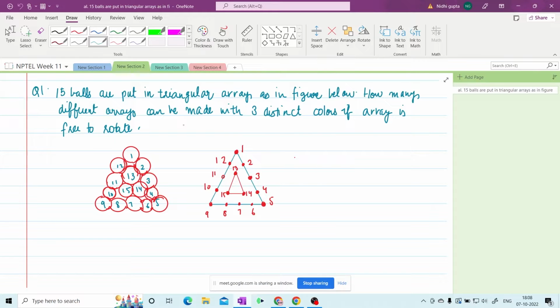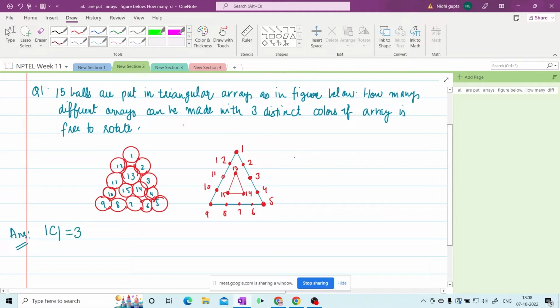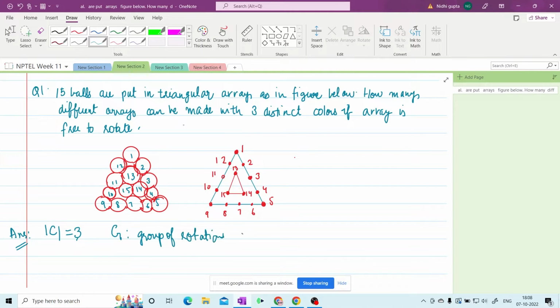It remains the same object. So we have to find basically G inequivalent colorings where order C is 3. What is G? We have our array free to rotate, so G is the group of rotations on the triangular array.